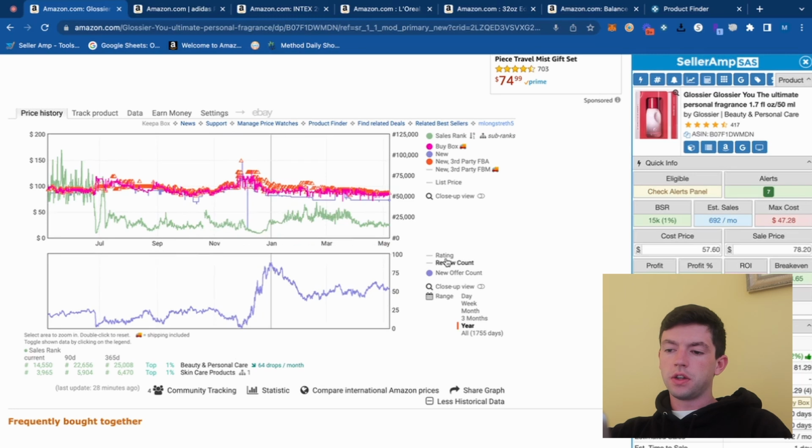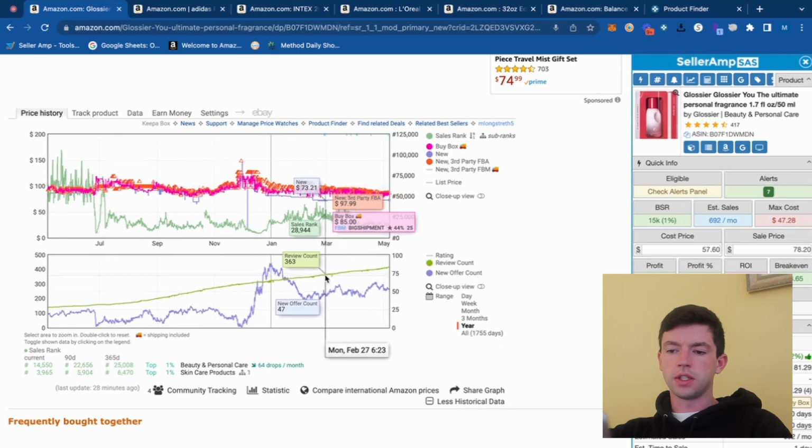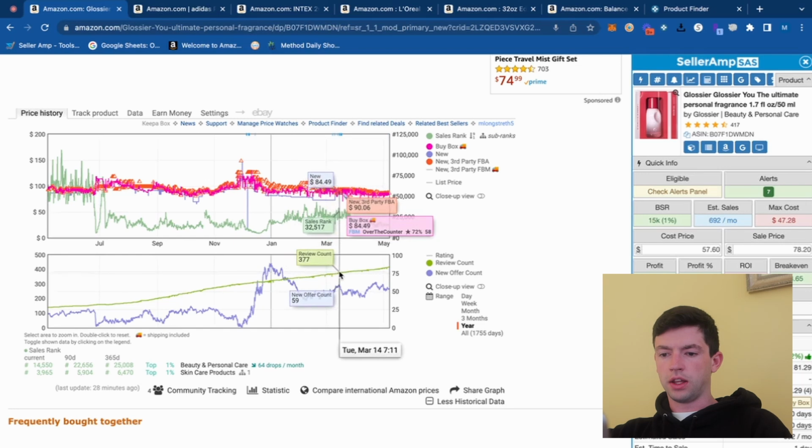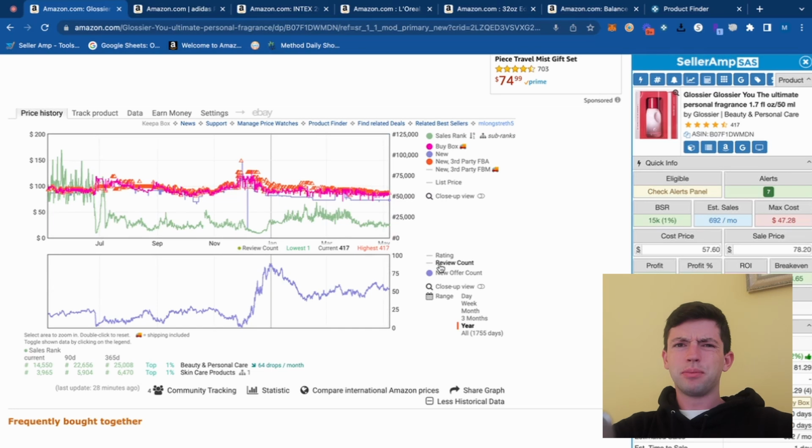You can have these rating and review counts selected right here. Not a huge fan of that, especially the rating one. The review one's not a bad one because it further validates that a product's selling if it's getting reviews. We can see on March 15th it had 380 reviews, and now it's all the way up to like 420. So that's not a bad one to have selected. I personally don't like to have it selected, but you can feel free to.